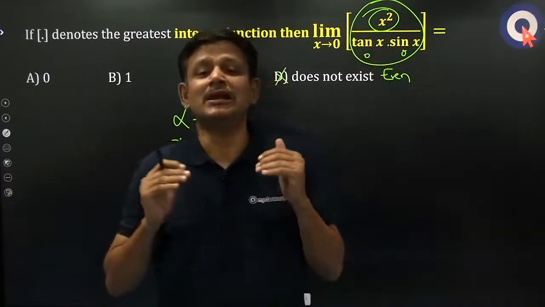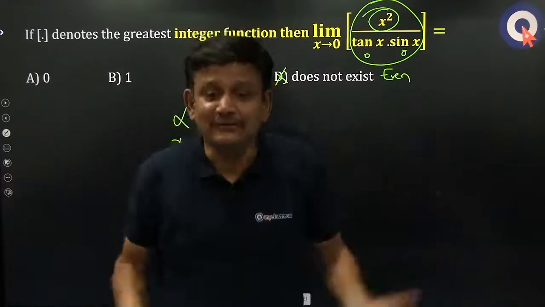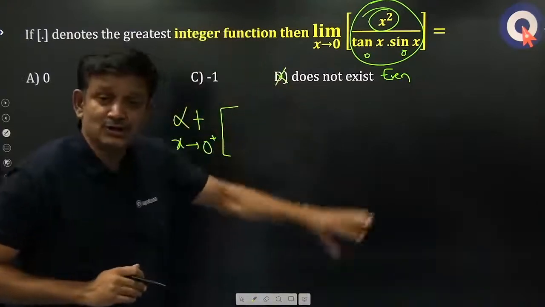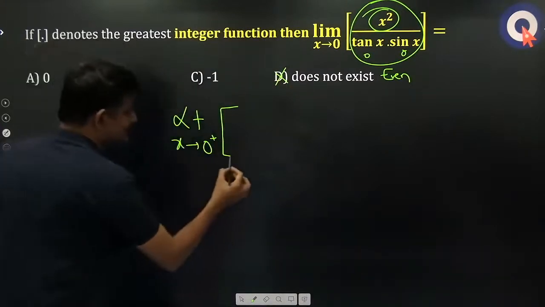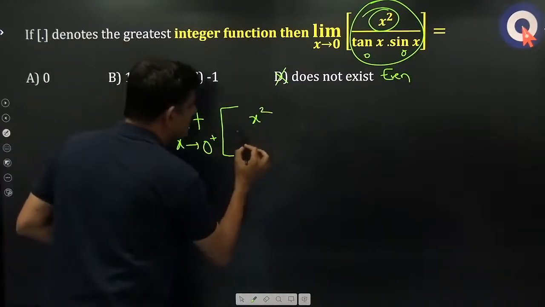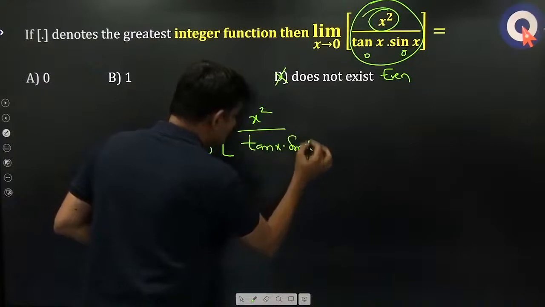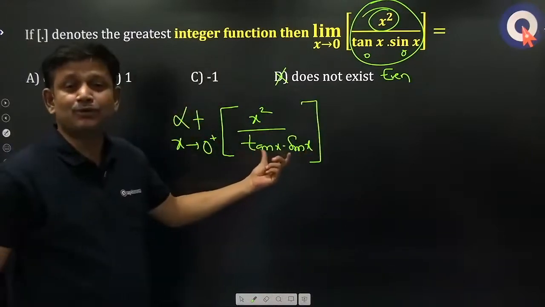Whenever you are doing a limits question, understand the function in its totality. That will reduce a lot of steps for you. X square by tan x into sin x. Now, what is the question? This is approaching 1.